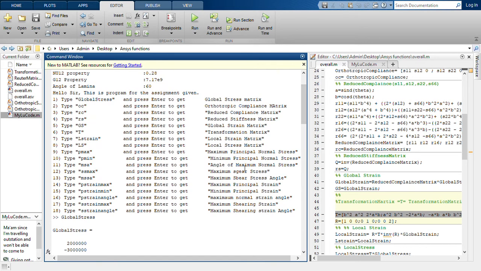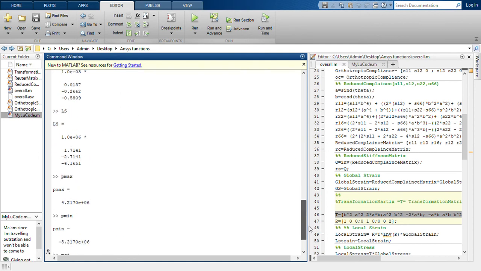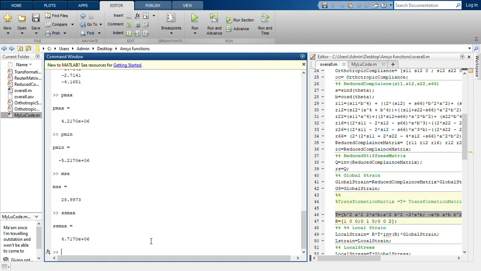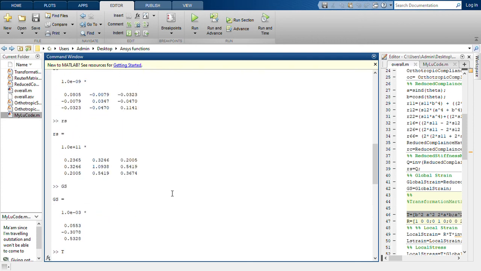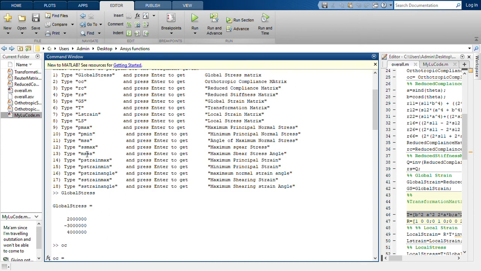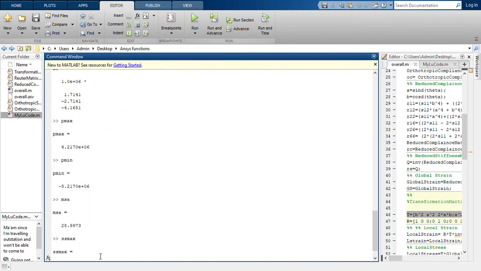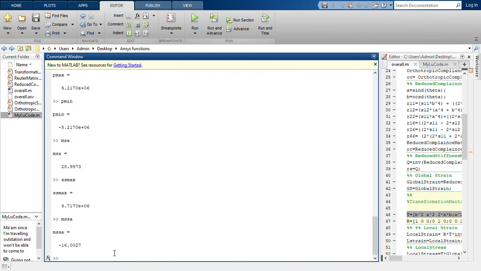Next we want the maximum shear stress. We type SS max for the same, and we get 4.717 megapascal, exactly the same. Now on to point 13, MSSA, the maximum shear stress angle. If we type MSSA, we have minus 16 degrees, exactly similar to what we get on page 118 of the book.